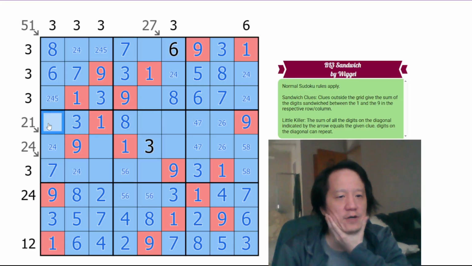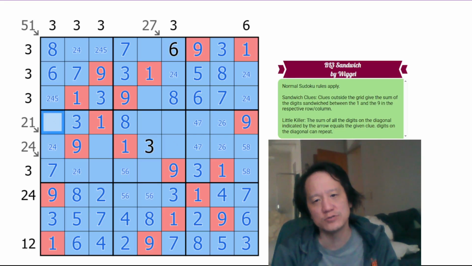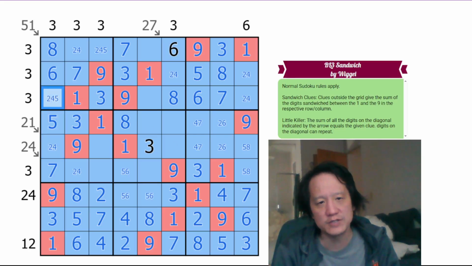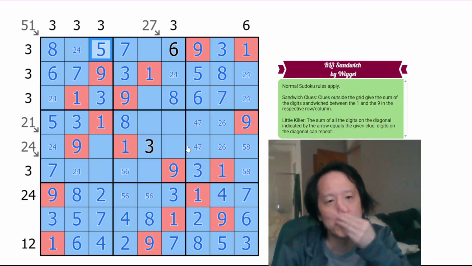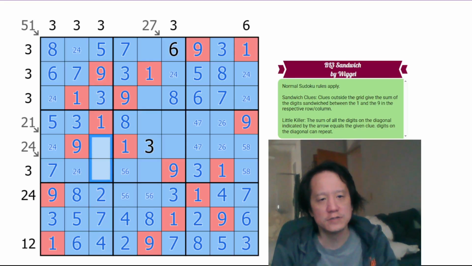There's no way this adds up to 24 in between, so this does not act as a sandwich clue. Remaining digits here in column 1 are 2, 4, and 5, but because of the 2-4 pair in the box, this can't be 2 or 4. So this is 5, which eliminates 5 here, which means a 2-4 pair in this box, which means this can't be 2 or 4, so it's 5.